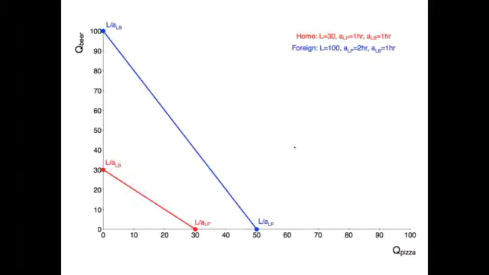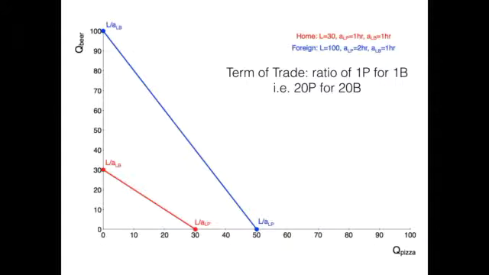So one of the things that we are trying to illustrate is the fact that you can engage in specialization and trade, and hopefully both parties will benefit from that said specialization and trade. In order to do that, you have to come up with a term of trade, and let's pick a term of trade, a ratio of 1 pizza to 1 beer, and for illustrative purposes, we'll assume that the two countries involved here, the home and foreign countries, have agreed to exchange 20 pizzas for 20 beers.